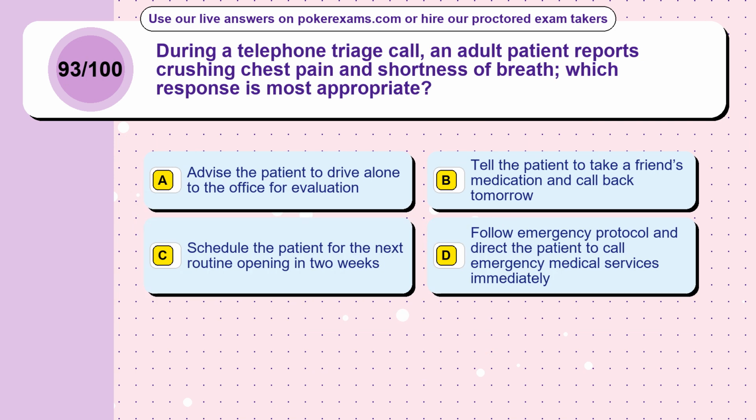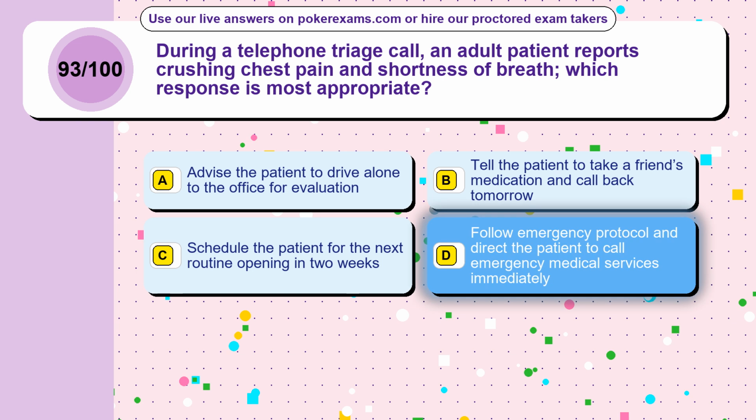Question 93. During a telephone triage call, an adult patient reports crushing chest pain and shortness of breath. Which response is most appropriate? Option A. Advise the patient to drive alone to the office for evaluation. Option B. Tell the patient to take a friend's medication and call back tomorrow. Option C. Schedule the patient for the next routine opening in 2 weeks. Option D. Follow emergency protocol and direct the patient to call emergency medical services immediately.